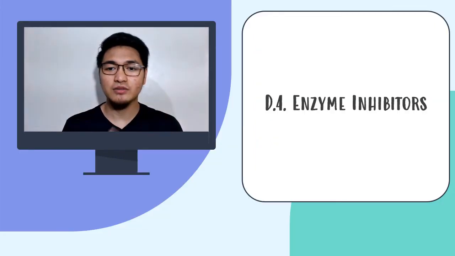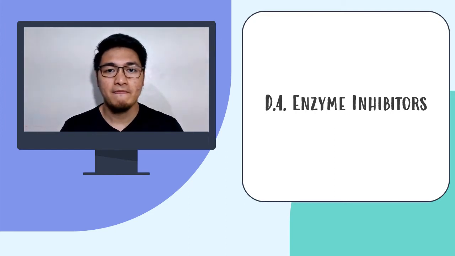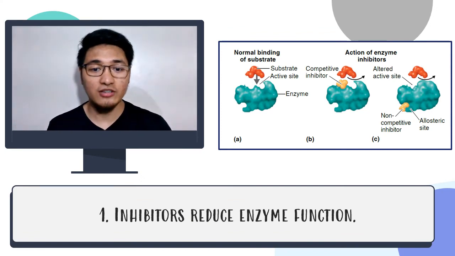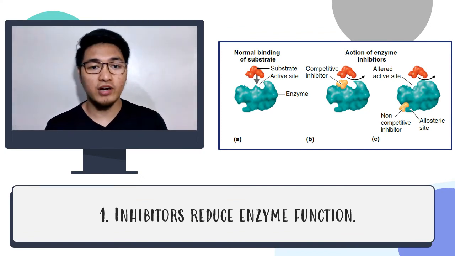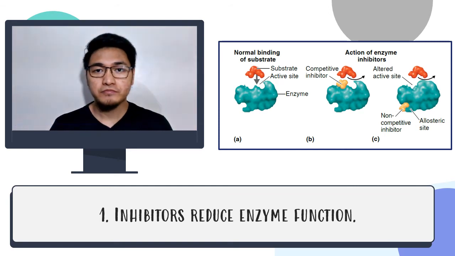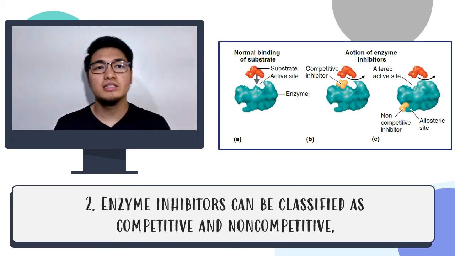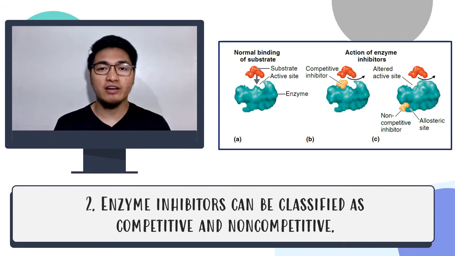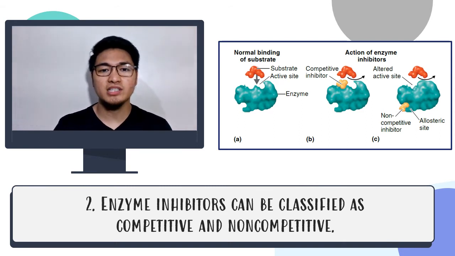Okay, so lastly, let's discuss the effect of enzyme inhibitors. Yan. So enzyme inhibitors in general, they reduce yung enzyme function. And in terms of the type of inhibition or the type of inhibitor, we have two. We have competitive inhibitors and we have non-competitive inhibitors. So what's the difference?